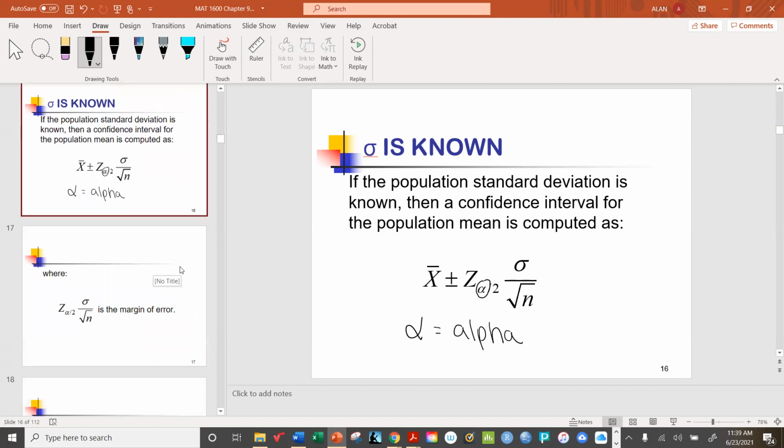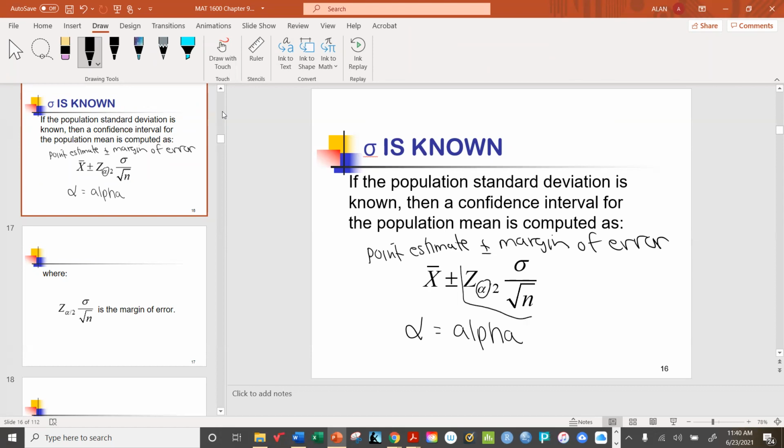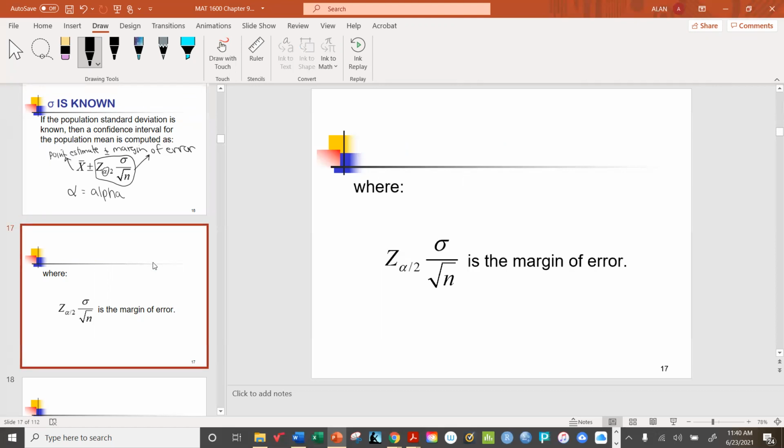So based on our discussion earlier, the confidence interval, remember, is the point estimate plus or minus a margin of error. So what that means is that this entire expression on the right is the margin of error for this confidence interval. X bar is the point estimate. Okay, now the only thing we have to do here is figure out what this alpha means and we'll be all set. All right, so this is our margin of error.